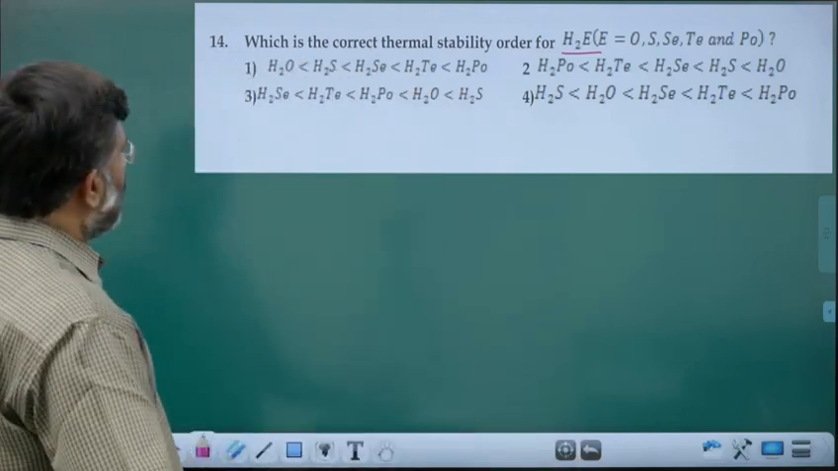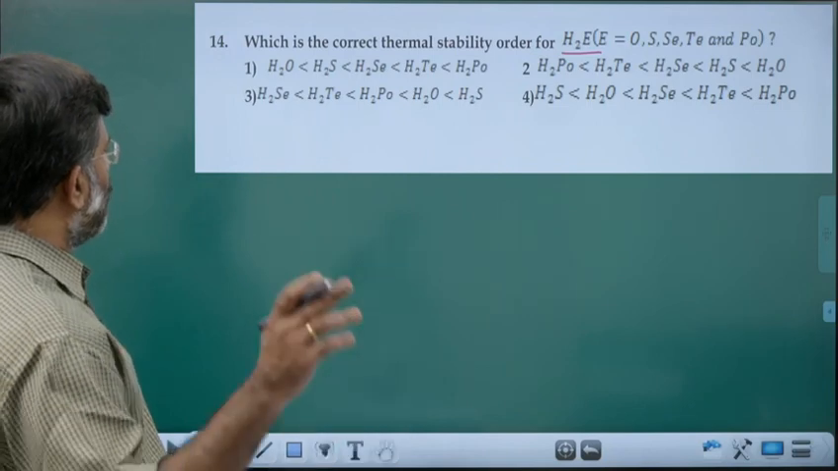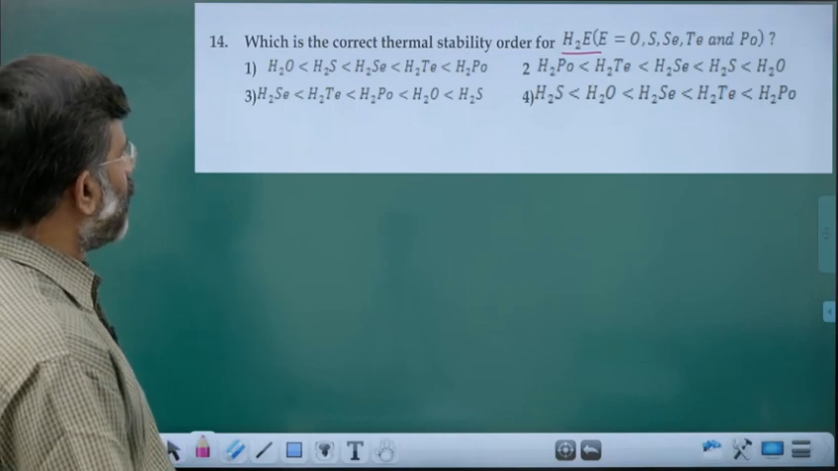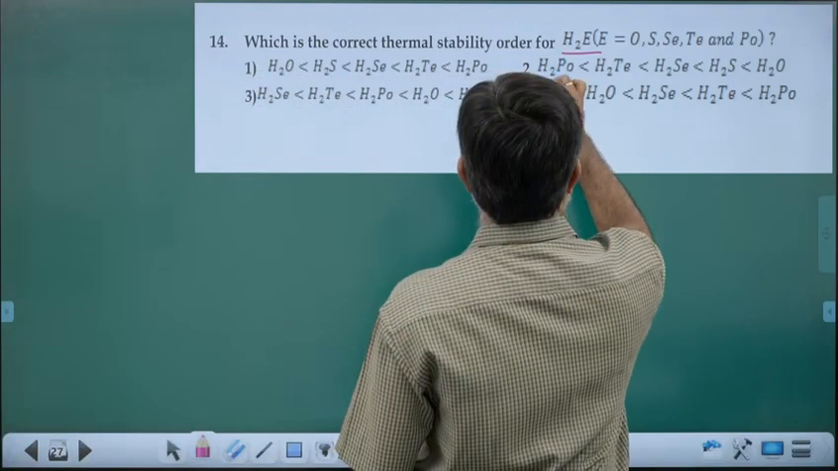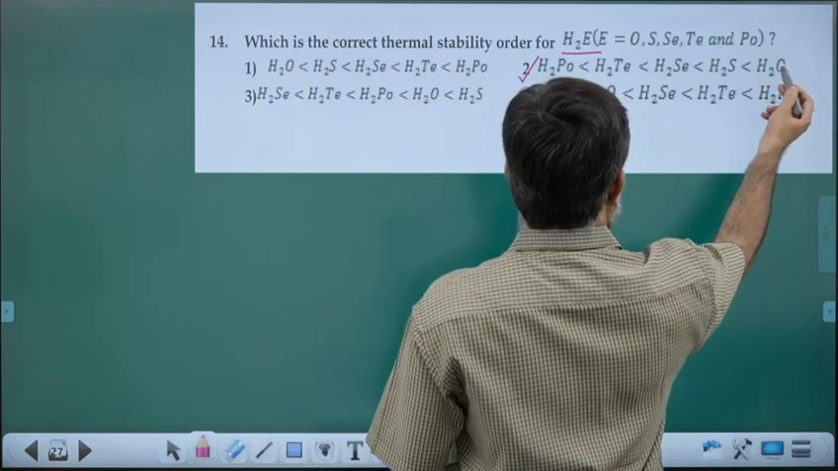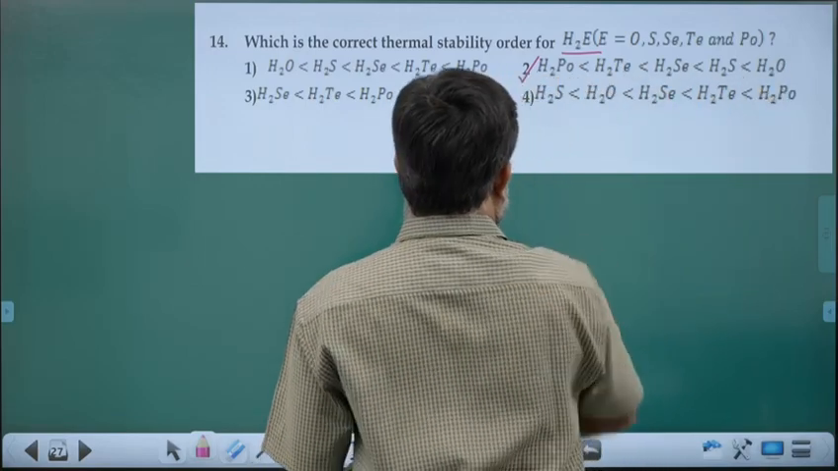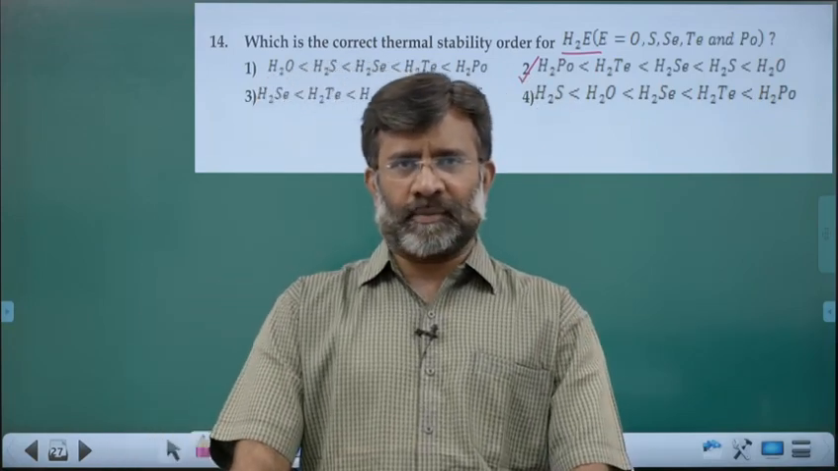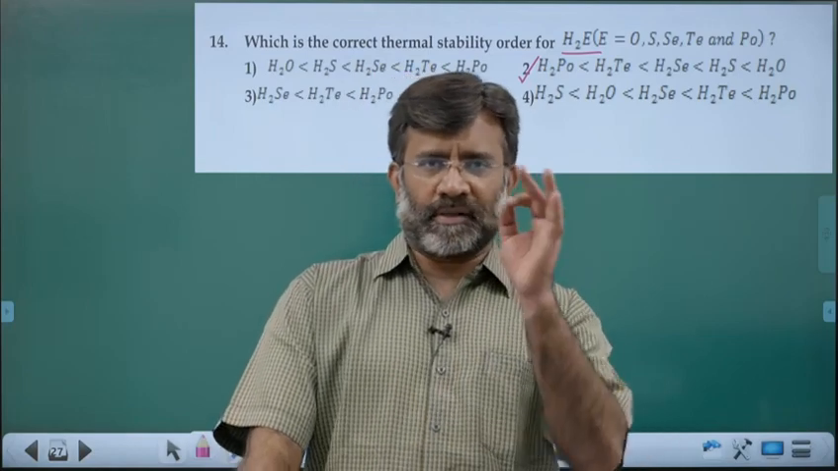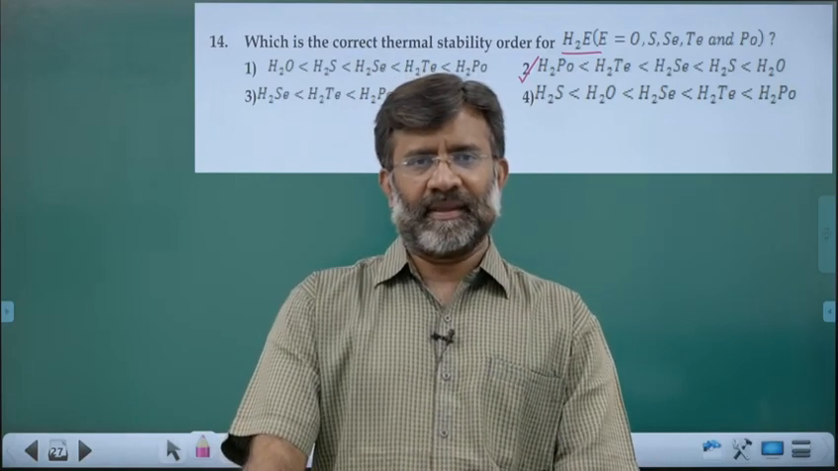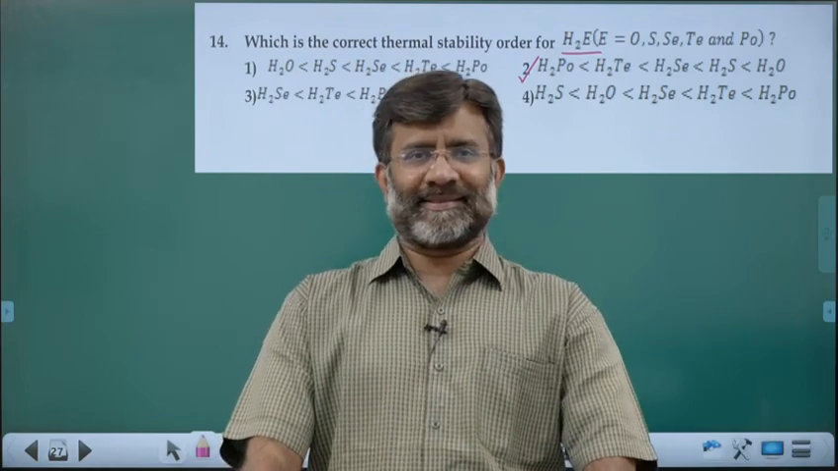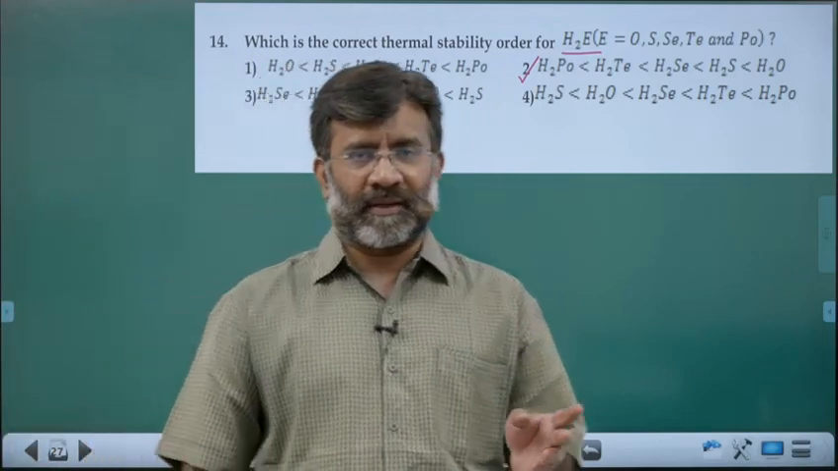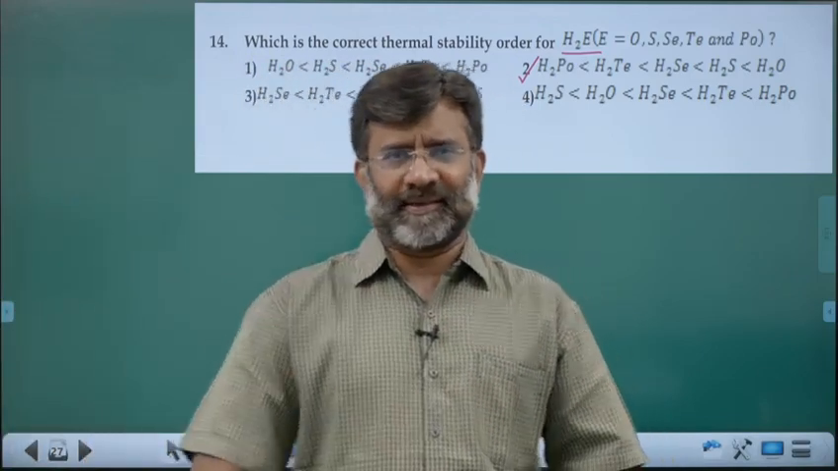Regarding hydrides, here it is asked for thermal stability. Thermal stability will decrease down the group. So this is the answer. H2O maximum, then oxygen, sulfur, selenium, tellurium, polonium. Down the group, thermal stability decreases as the size of the central atom increases, bond length increases, bond strength decreases, dissociation enthalpy decreases. Don't think that it is only for the oxygen family. It is a common point for hydrides. Okay, next.